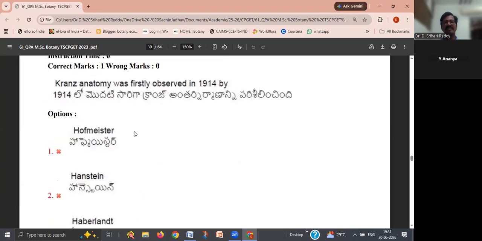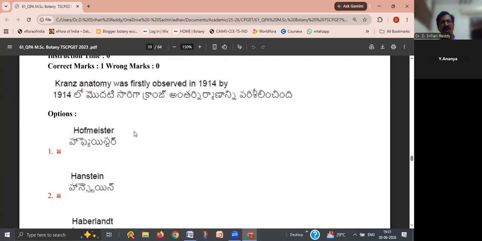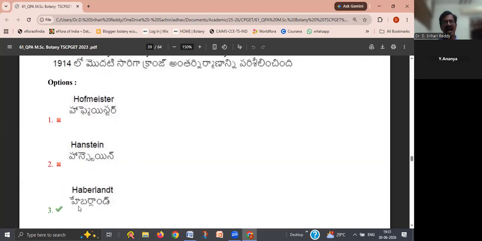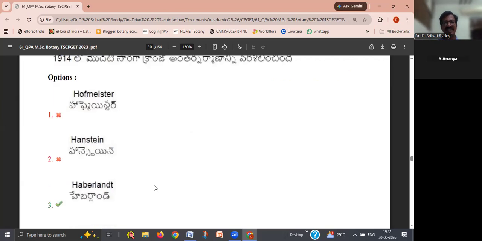Next, Kranz anatomy was first observed in 1914 by whom? Who observed for the first time Kranz anatomy? It is related to C4 plants. In C4 plants, we observe in the leaves a particular type of anatomy that is called Kranz anatomy. So that was observed by Haberlandt. The right answer is Haberlandt. Kranz anatomy in C4 plants was observed for the first time by Haberlandt.